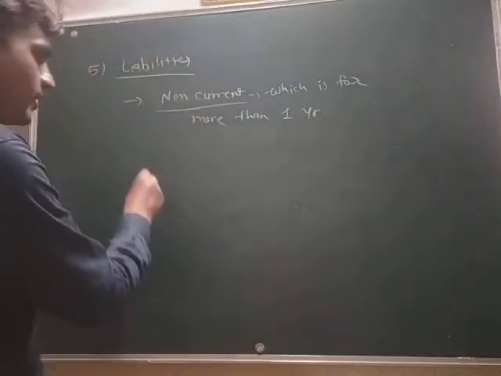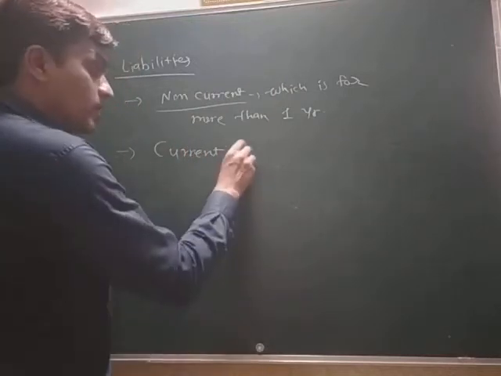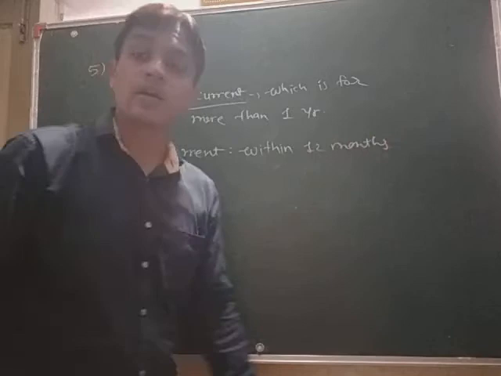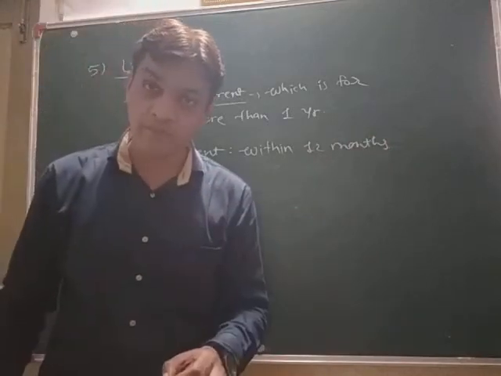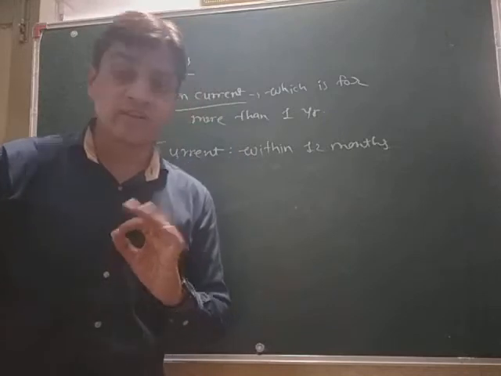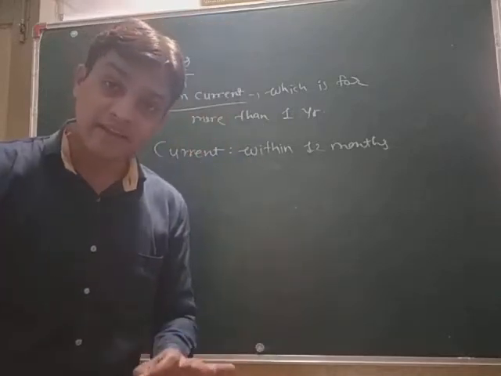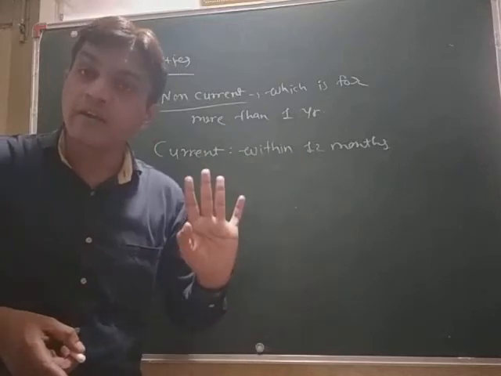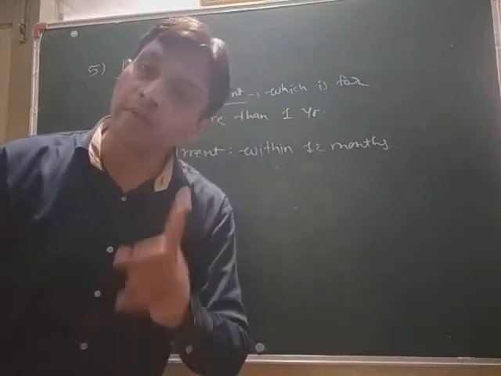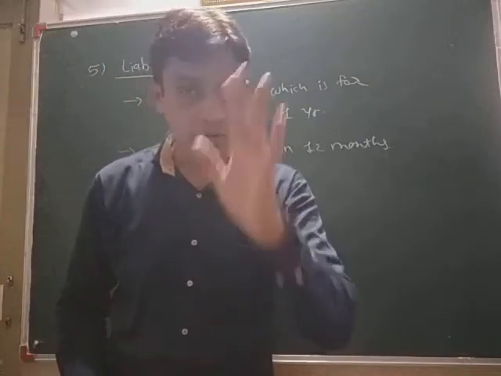And the next is current liability. Current liability means the amount payable within 12 months. Suppose we have purchased goods on a credit basis from any person, and they have told us that within 6 months you have to pay the money to me. So within 6 months we have to pay. In that case, it is current liability because it is less than 1 year time. So these are the two types of liability: non-current liability and current liability. We will see the next now.